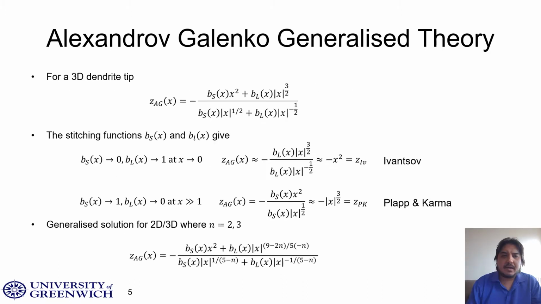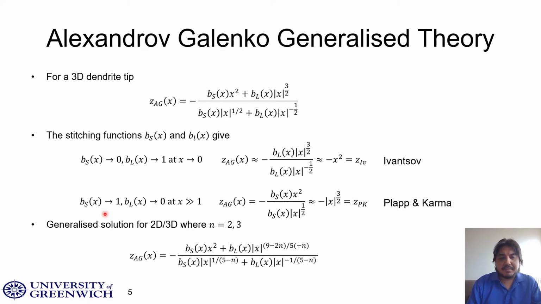And so then in 3D we have a slightly different generalized form, which is given here, where the only difference between this and 2D is that some of the exponents have changed to account for the difference in the Plapp and Karma and Brenner solutions. We have the same stitching functions, and so applying these asymptotic limits, again we see that as bs goes to 0 and bl goes to 1 in the vicinity of the tip as x goes to 0, the Alexandrov-Galenko theory conforms to the Ivantsov solution.